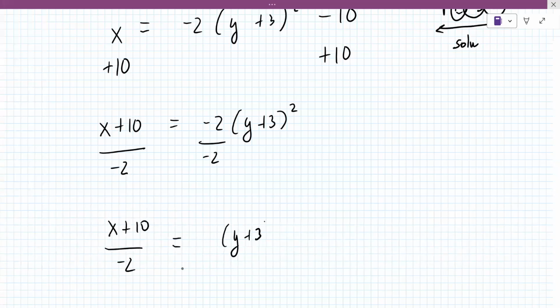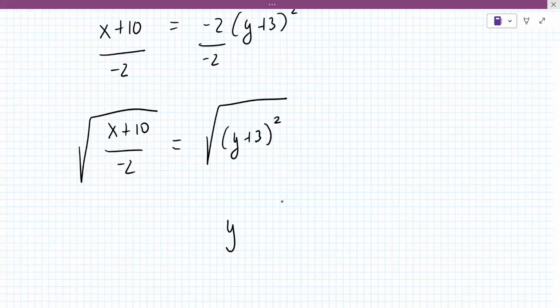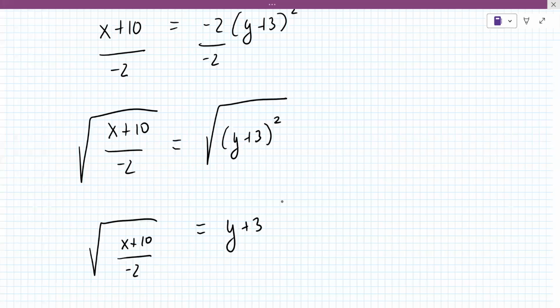Yeah. All right. How do you undo the square? You square root it. You square root both sides. Square root on the right undoes the square. And you kind of are restarting because you're under the parentheses now. So you restart and you say, okay, what do I do to get y by itself?